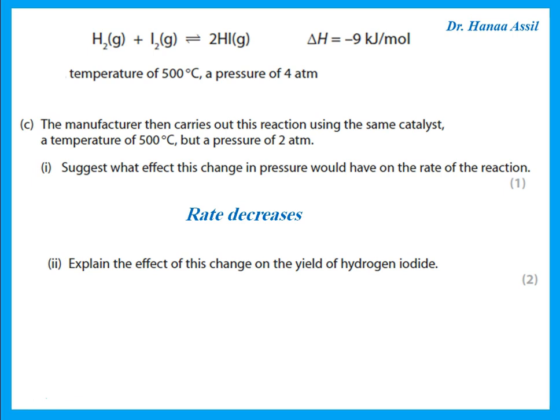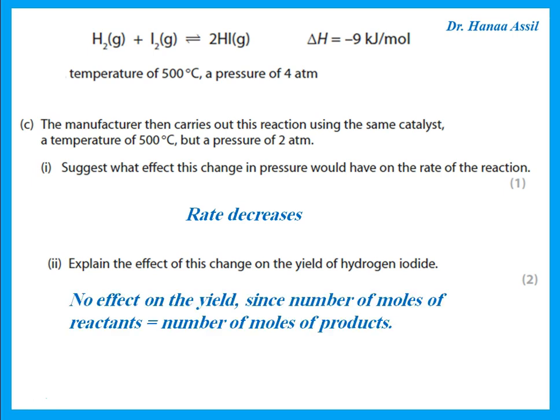What effect? Actually, if you look at this equation, if I go forward, it will form 2 moles of HI. If I go backward, it forms 1 of hydrogen and 1 of iodine, and that means also 2 moles. So if I change the pressure in this reaction, there is no effect on the yield, because the number of moles of reactants and products are the same, so it will not go forward or backward.